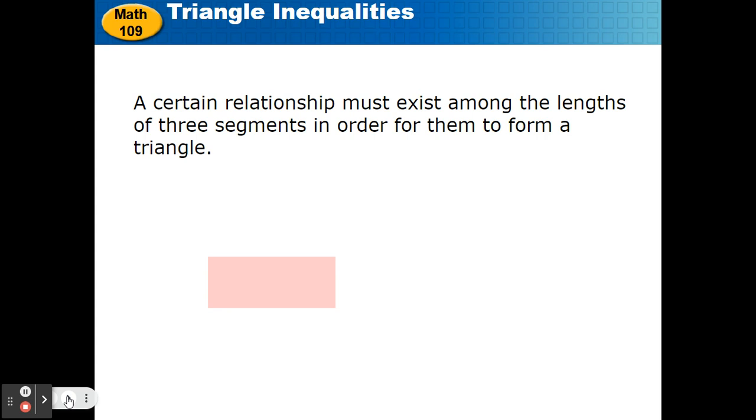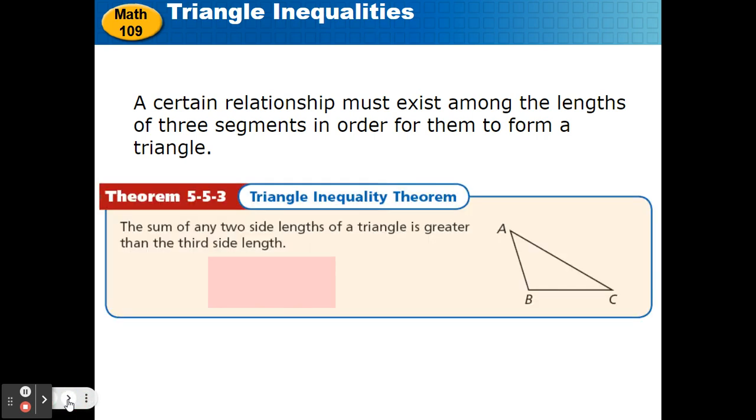Now, another important inequality is the triangle inequality theorem. This tells us that a certain relationship must exist among the lengths of three segments in order for them to form a triangle. So it's not just any three segments that can form a triangle. They have to meet certain qualities. And that says the sum of any two side lengths of a triangle is greater than the third side length.